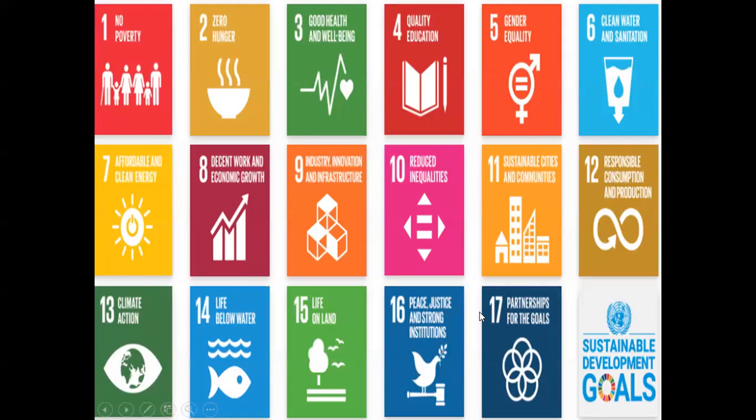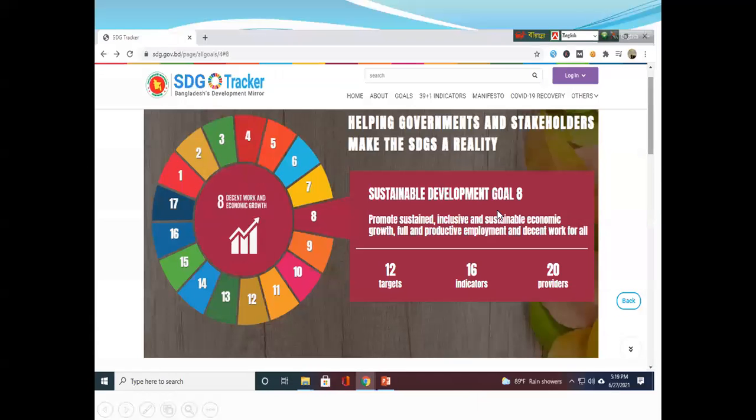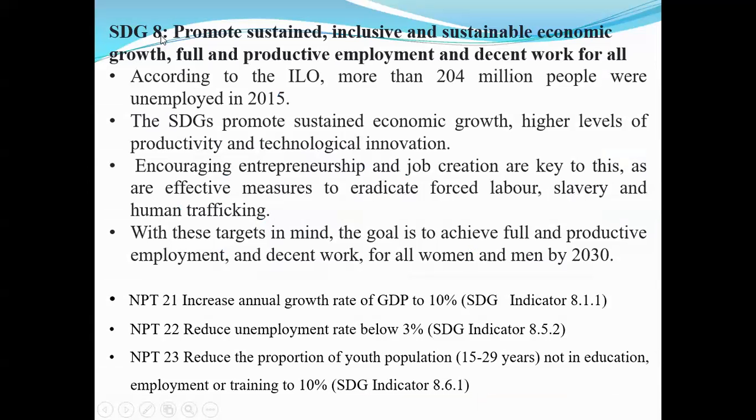These are all the goals: no poverty, zero hunger, and so on. But we consider only goal 8, decent work and economic growth, goal 9, industry innovation and infrastructure, and goal 12, responsible consumption and production. We investigate only these 3 goals. This is the tracking. Goal 8 is to promote sustained, inclusive and sustainable economic growth, full and productive employment and decent work for all.